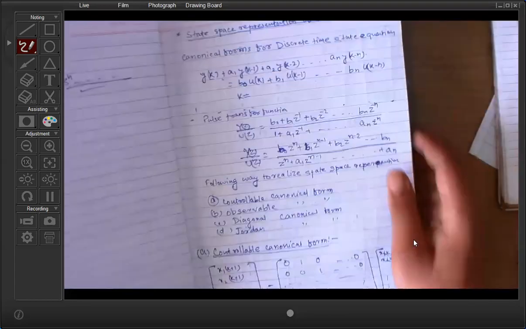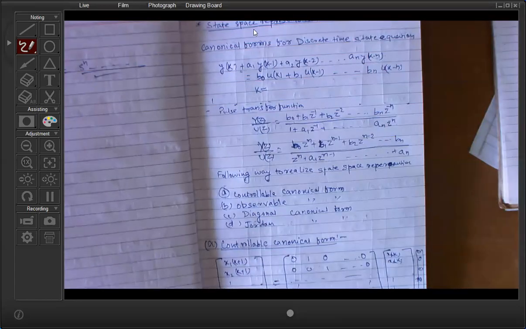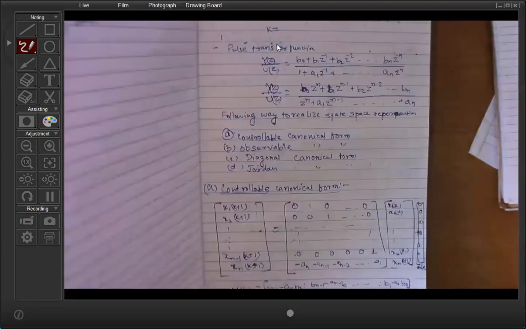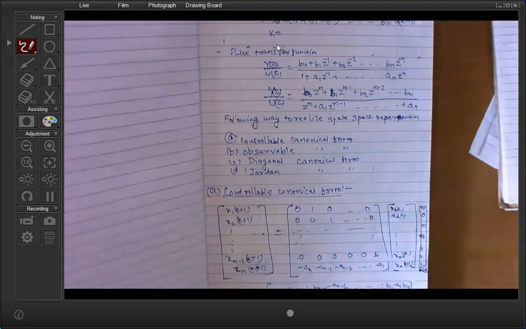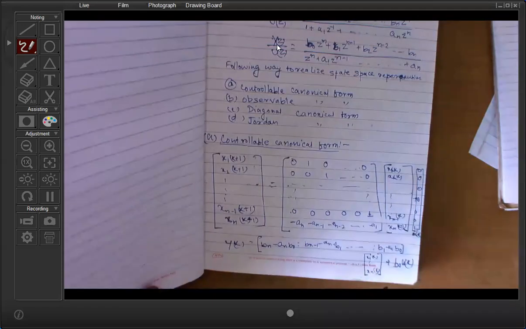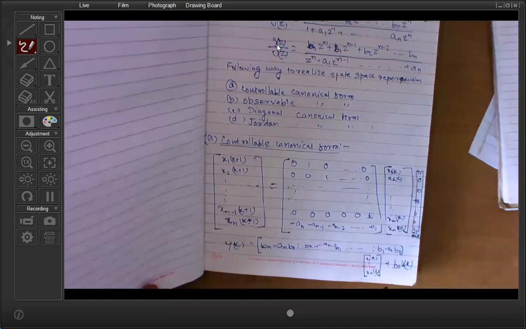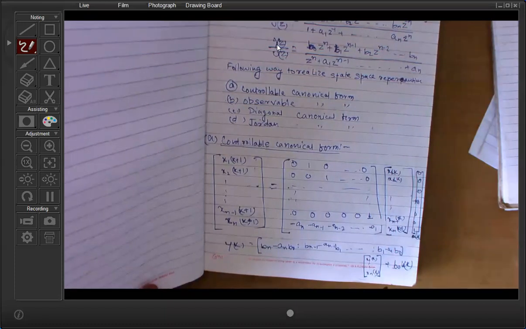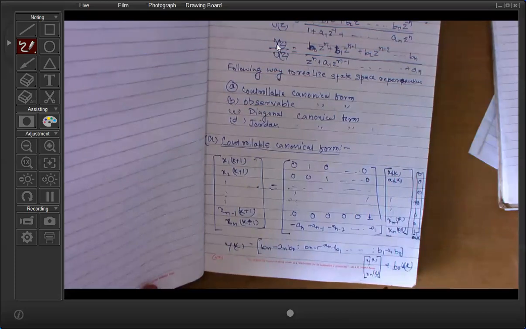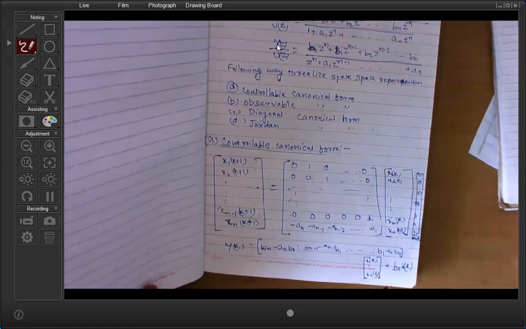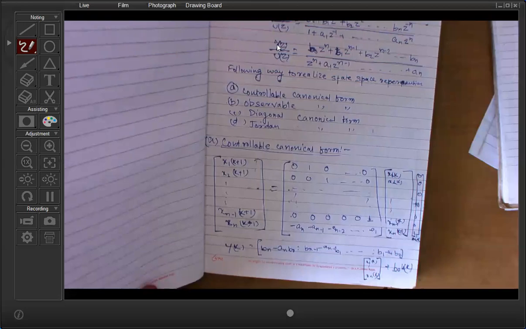you, in case of the discrete time system, if you compare with the continuous time system, in continuous time the state space equation is x dot equals Ax plus Bu. That is, you have to represent the derivative of the state variable in terms of the other state variables.